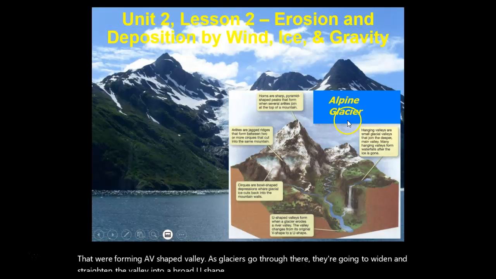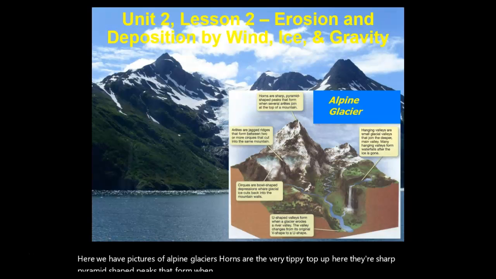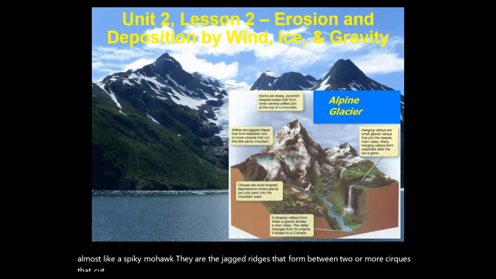Here we have pictures of alpine glaciers. Horns are the very tippy top up here. They're sharp pyramid-shaped peaks that form when several arêtes join at the top of a mountain. Arêtes are almost like a spiky mohawk. They are the jagged ridges that form between two or more cirques that cut into the same mountain.